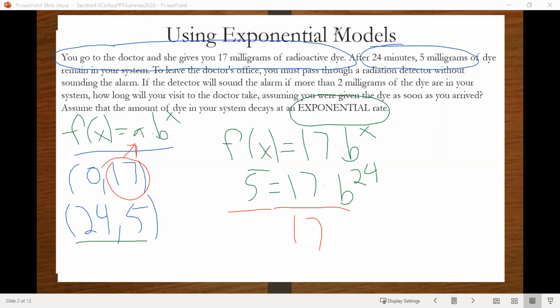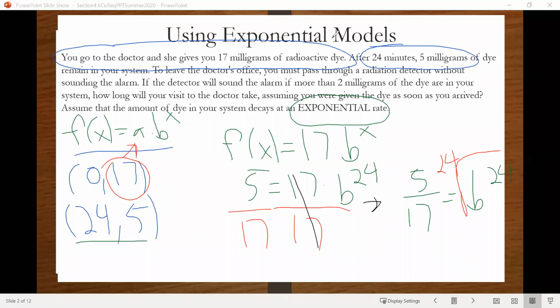We'll divide by 17 on both sides. So 5/17 equals b to the 24th. And then, even though this will look wonky, we'll take the 24th root on each side to undo that exponent of 24. When we do that, we end up with b equals the 24th root of 5/17. So I'm going to my calculator right now and plugging that in, and I get 0.950, or just 0.95 from that.